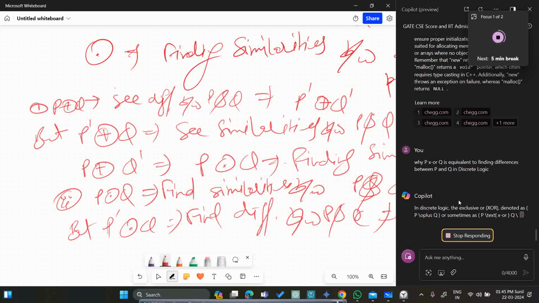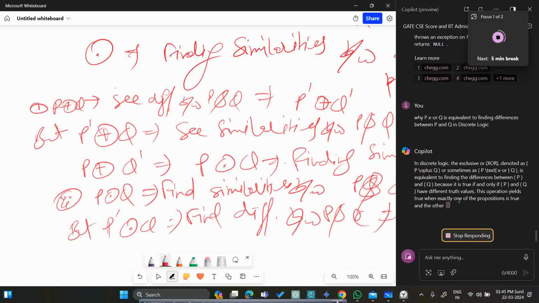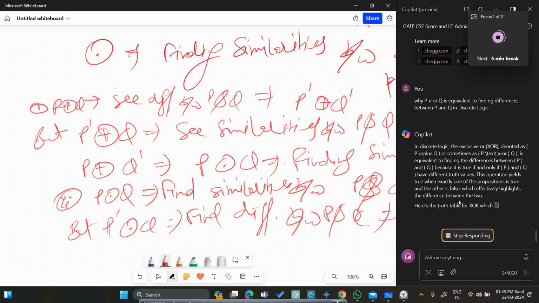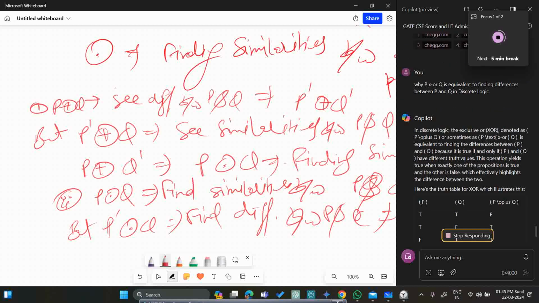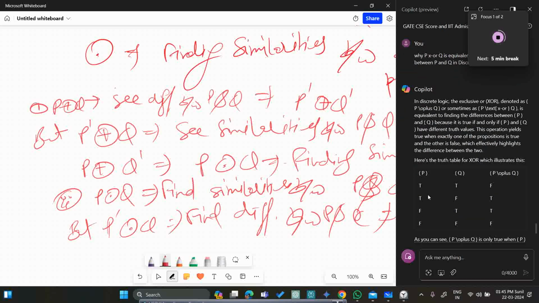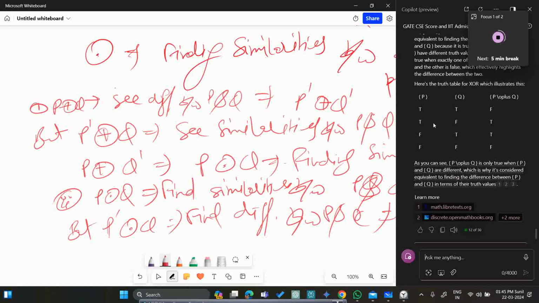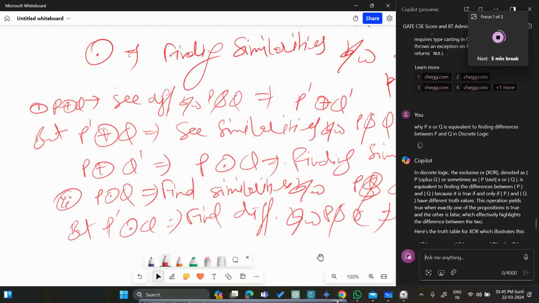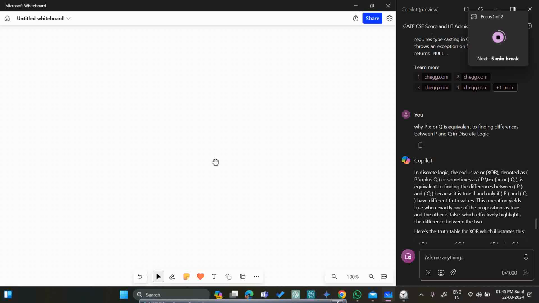Exclusive OR, denoted P XOR Q, is equivalent to finding the difference between P and Q, because it is true if and only if P and Q have different values. This operation yields true when exactly one of the propositions is true and the other is false, which highlights the difference between the two. We were confused, so this is now clear.